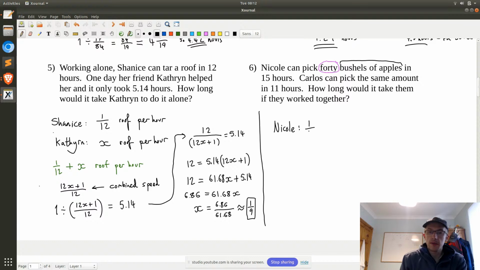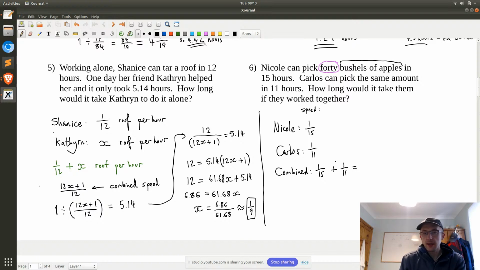So they can do 1/15 of that. 1/15 of 40 bushels per hour. So that's their speed. What's Carlos's speed? 1/11th. What's their combined speed? 1/15th add 1/11th.